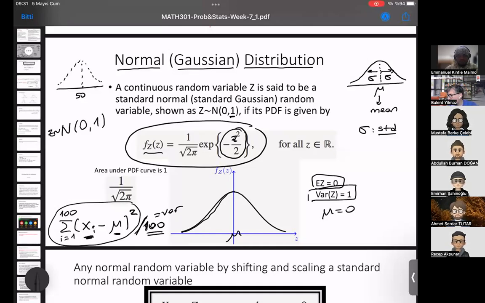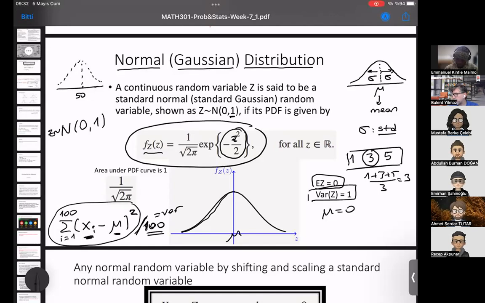For example, if you have 1, 3, and 5 as your data points, what is the mean? 3 is the mean, right, guys? How do you determine the mean? 1 plus 3 plus 5 divided by 3, which is 3, right?